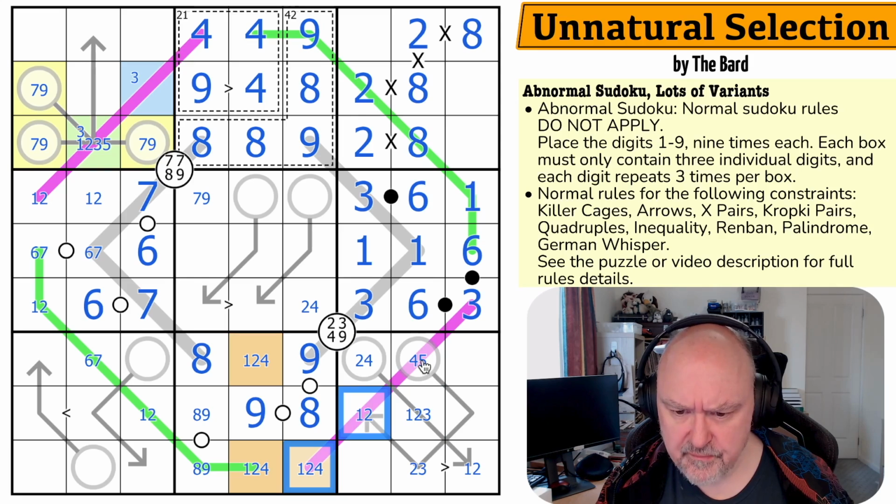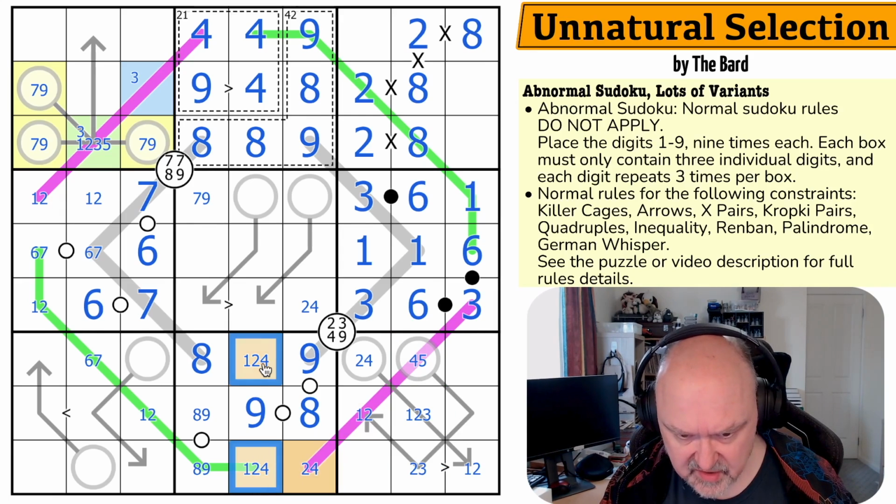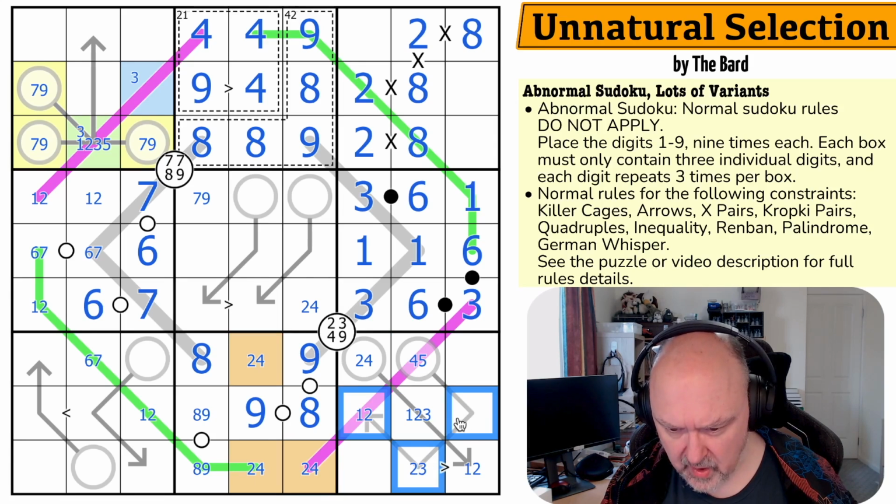If this is 1, 2, 4... This can't be a 1 anymore. If this is a 1, this would have to go 2, 4 to make the Renban work. And if this is 2, 4, those both need to be 1, but that can't be a 1. So this is not a 1 anymore. So these are not 1 anymore. So 1, 2, this would be a 4. These would need to sum to 3, which would have to be 2, 1. So if this is a 1, this is 2, 1. This is 1.